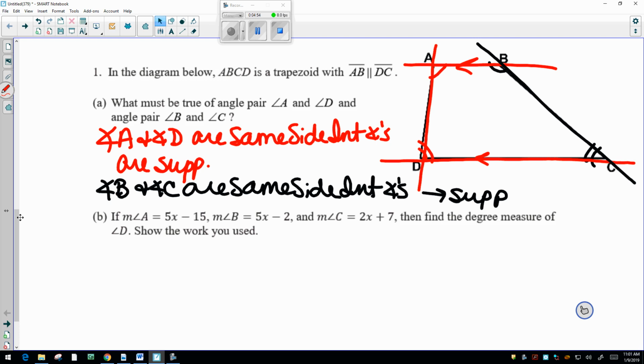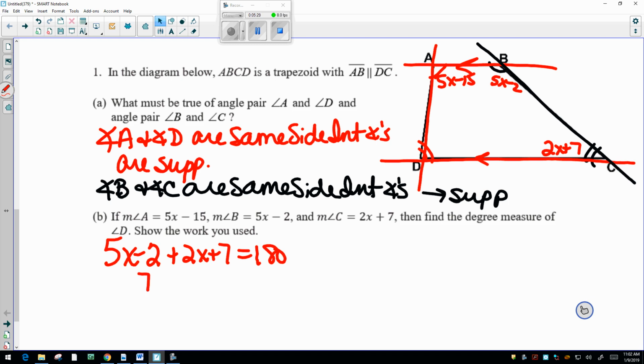So with that in mind, if we look at letter B, it says, if angle A is 5x minus 15, angle B is 5x minus 2, and angle C is 2x plus 7, we want to find the degree of D. Well, D is not labeled, no big deal. I know B and C are supplementary, so that's going to give me an equation. So I have 5x minus 2 plus 2x plus 7. If those are supplementary, we can set that equal to 180.